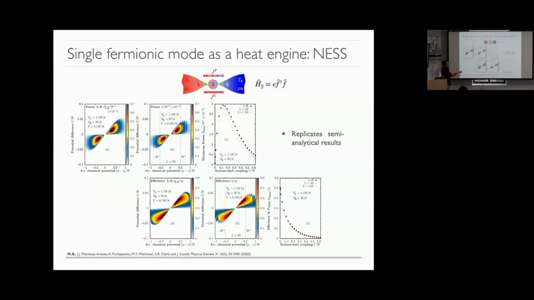And this is what happens as a function of the system-lead coupling. This has actually been observed in many different models with many different techniques: the maximum power starts to increase as you increase the coupling to your bath, but then at some point it starts to go back down.